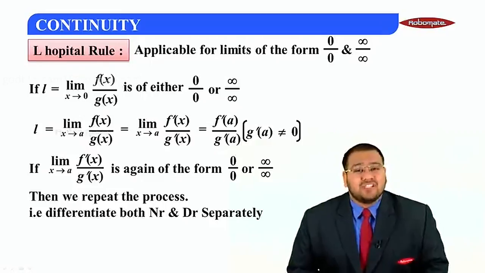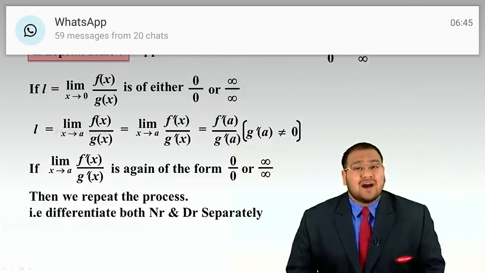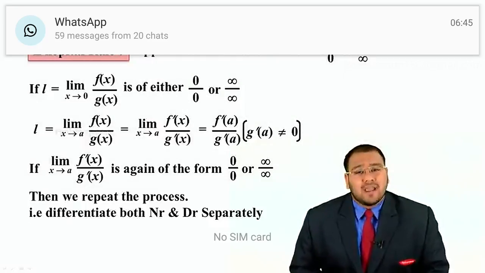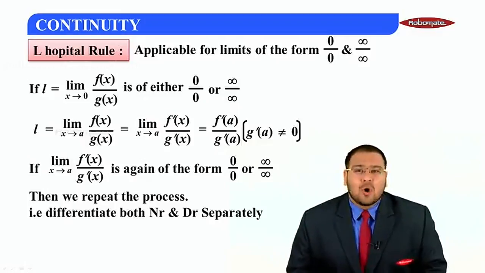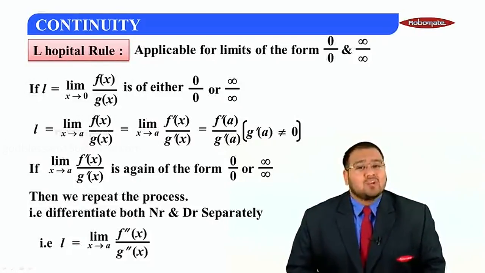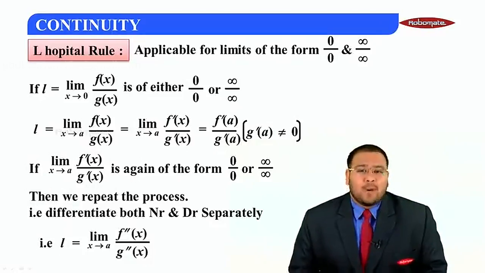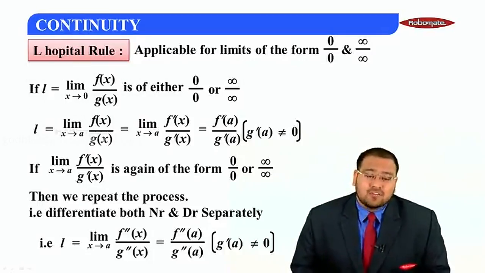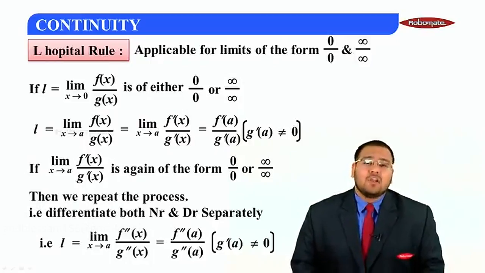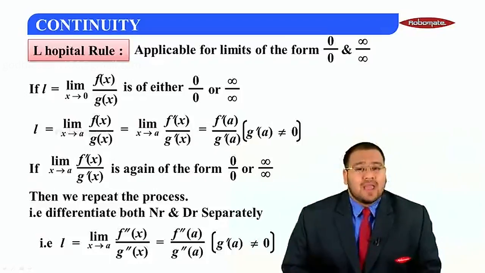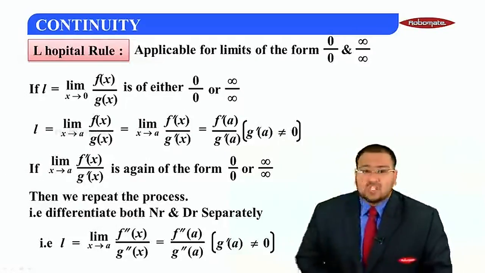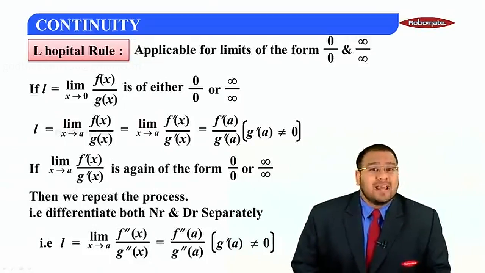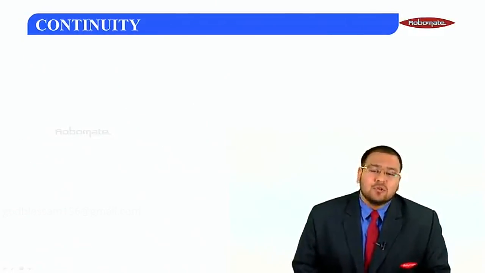In case even after differentiating for the first time, you see that the expression is again of the form 0 by 0 or infinity by infinity, then we have to differentiate again. So it would be f double dash of x upon g double dash of x. In other words, L would be, when x is tending towards a, f double dash of x upon g double dash of x. You are differentiating the numerator 2 times, and also the denominator 2 times. So when x is tending towards a and you put the value of x as a, you get an answer. But again, make sure g dash of a should not be equal to 0, and also g double dash of a should not be equal to 0. In such a case we use the LH rule.